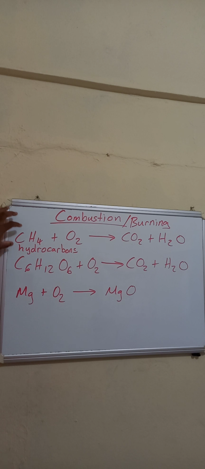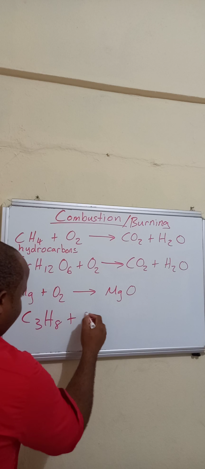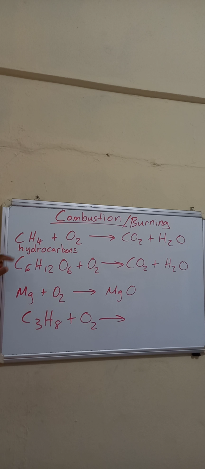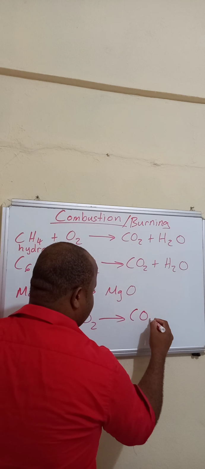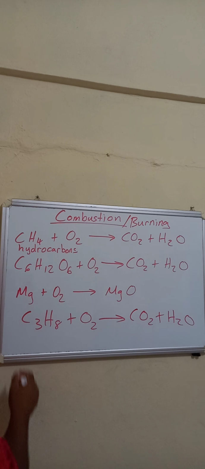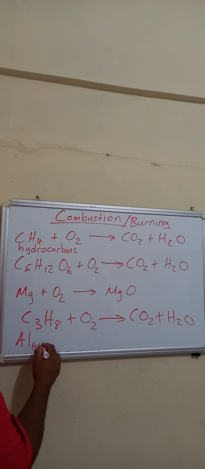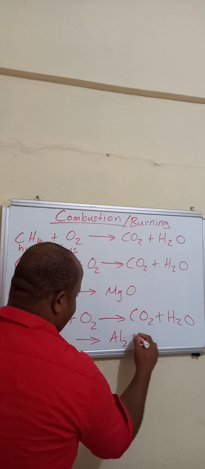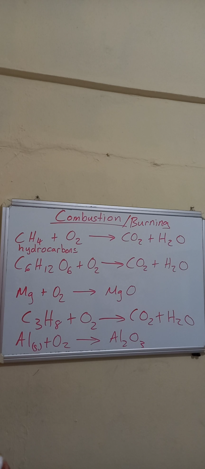So if you see a compound with just carbon and hydrogen, so if you see C3H8 reacting with oxygen, you are supposed to know that it is a hydrocarbon. It just consists of carbon and hydrogen, and so you should get carbon dioxide and water. Alright? Again, if you saw aluminum and oxygen, you should know that you are supposed to get aluminum oxide, because metal and oxygen, metal oxide. Alright? So that's it for combustion.